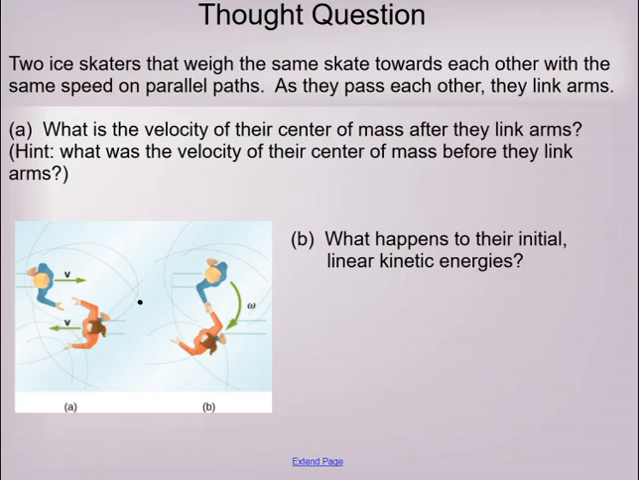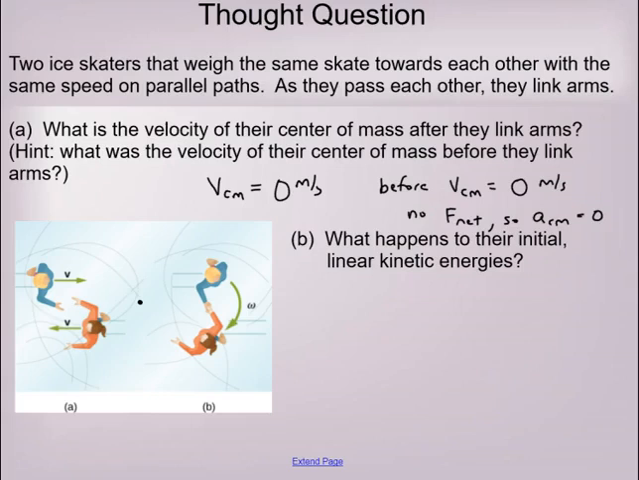Well, the center of mass of the two skater system after they link arms is going to be 0 meters per second, because before they linked arms, the velocity of the center of mass of that system was 0, because there was no net external force acting on the two skater system, causing them to accelerate. And so before they link arms, the velocity of the center of mass is 0, and after they link arms, the velocity of the center of mass is 0. Conservation of momentum.